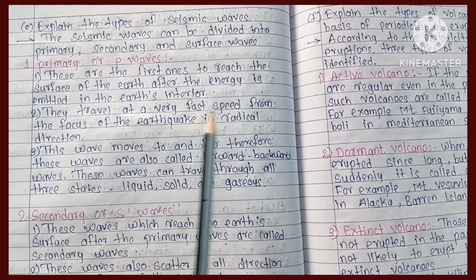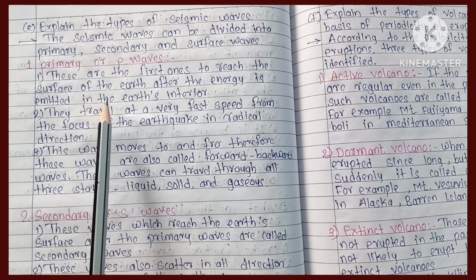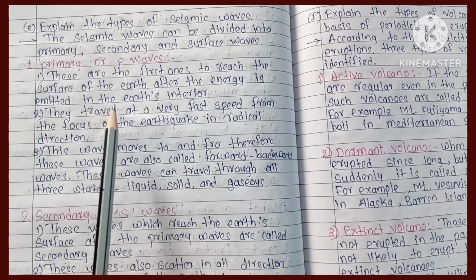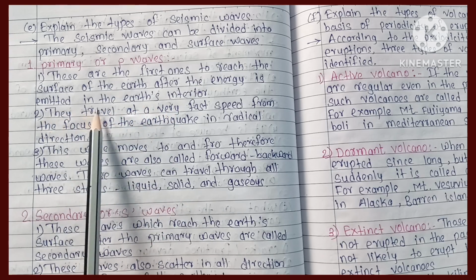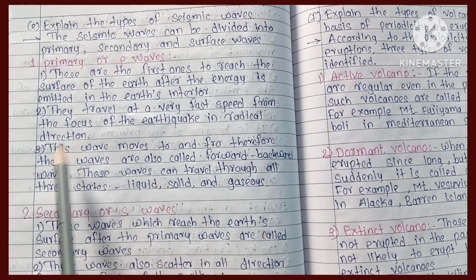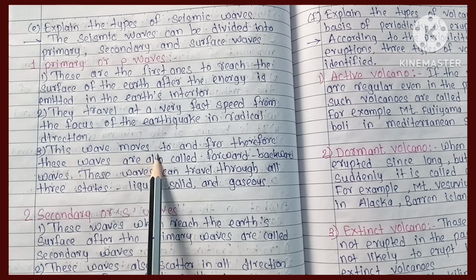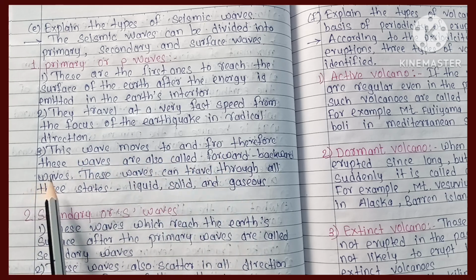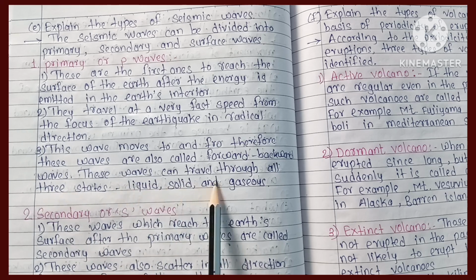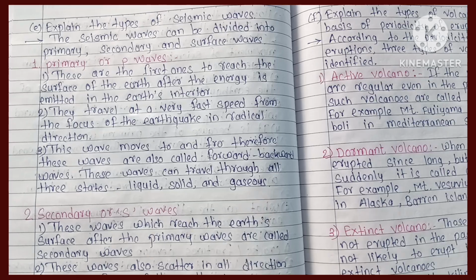The seismic waves can be divided into primary, secondary and surface wave. Primary waves or P waves. First point, these are the first ones to reach the surface of the earth after the energy is emitted in the earth's interior. They travel at a very fast speed from the focus of the earthquake in a radial direction. This wave moves to and fro. Therefore, these waves are also called forward-backward waves. These waves can travel through all three states: solid, liquid and gaseous.